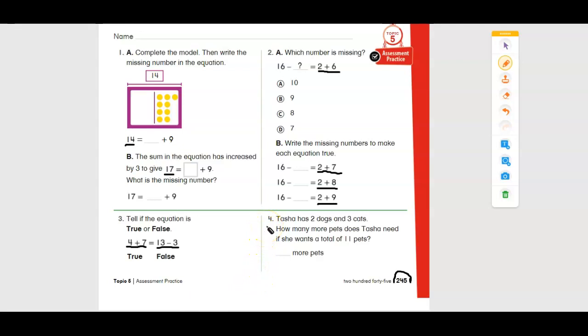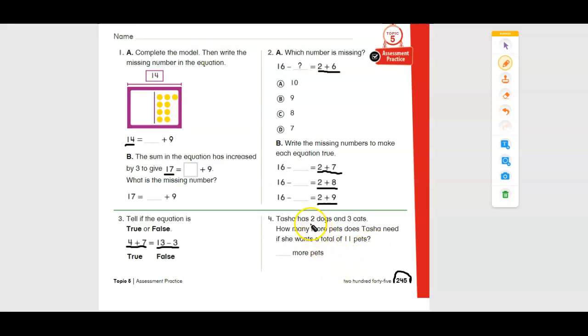Number 4 says Tasha has 2 dogs and 3 cats. How many more pets does Tasha need if she wants a total of 11 pets? So she has 2 dogs and 3 cats. So we want to find out how many more pets Tasha needs if she wants 11 pets total.